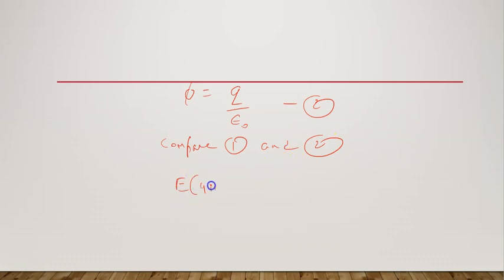We will get E times 4 pi r squared equals Q by epsilon naught, or E equals Q upon 4 pi epsilon naught r squared. So this is the electric field, Q upon 4 pi epsilon naught r squared. Now, as F equals Q naught E.